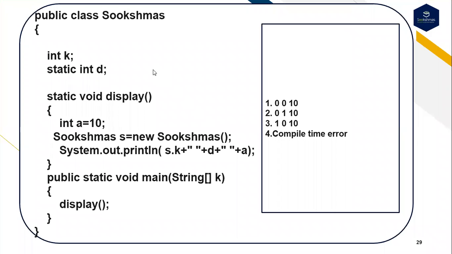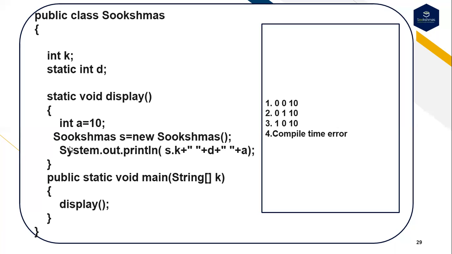This is the fifth question. public class Sukshmas, int K, static int D, instance variable, static method display, int A is equal to 10. This is a local variable. Sukshmas S is equal to new Sukshmas, created an object for the class, and System.out.println now S dot K and D as well as the A. This is the static method. I'm accessing the static variable, the instance variable, and the local variable, and execution of the program begins from the main. I am directly calling the static method.